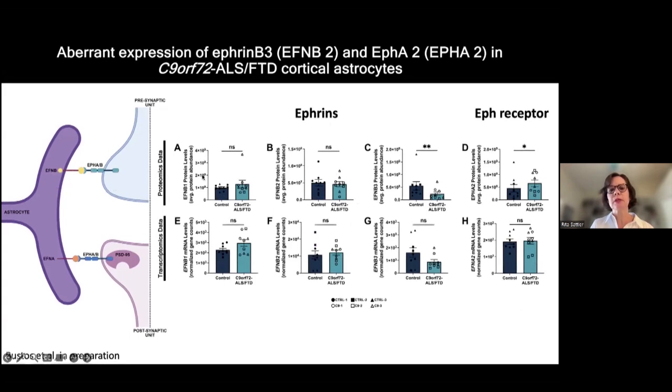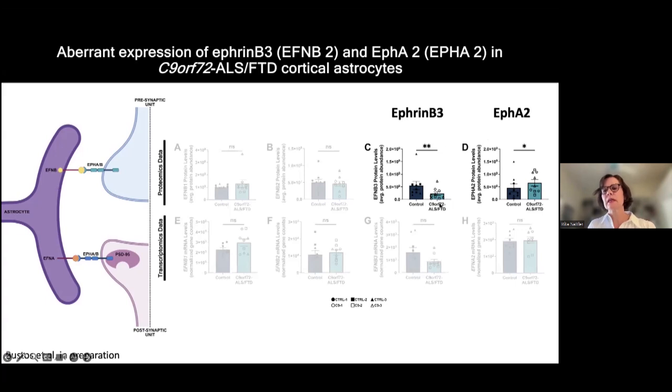Again, we have the protein on the top and the transcriptomic on the bottom. We have ephrin B1 and ephrin B2 and B3, and we were only able to detect one of the ephrin receptors on the protein level, which is ephrin A2. And what Lynette showed is that, again, there is a significant downregulation of ephrin B3, which is coming from the astrocytes. Interestingly, there was an increase in the levels of the receptors.